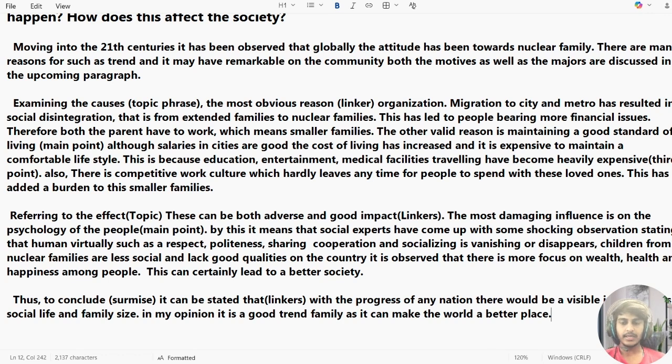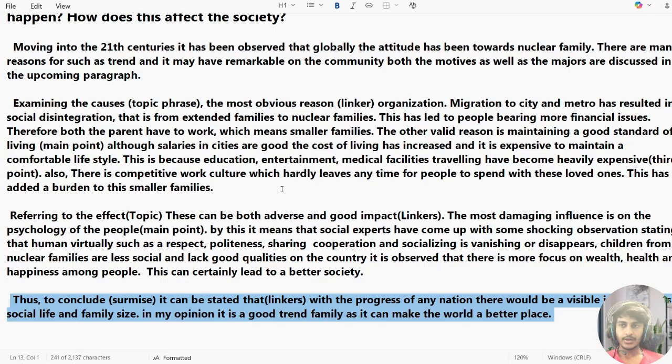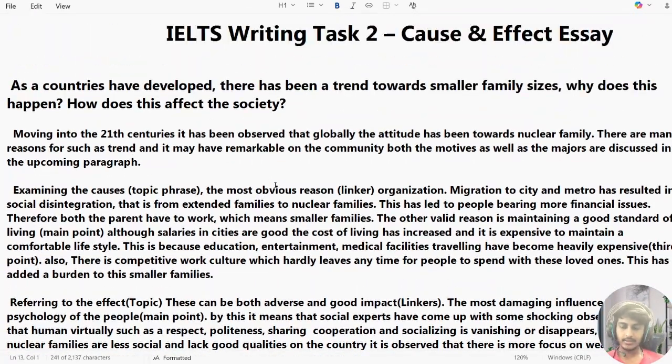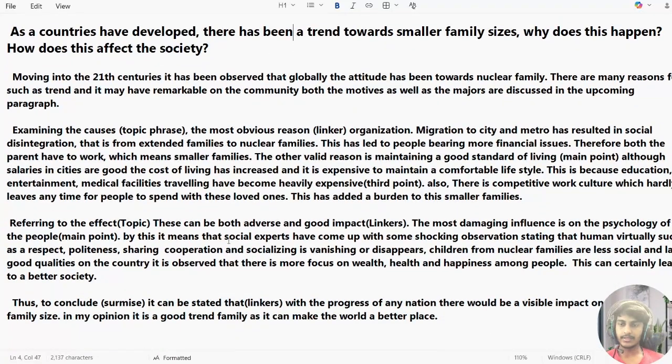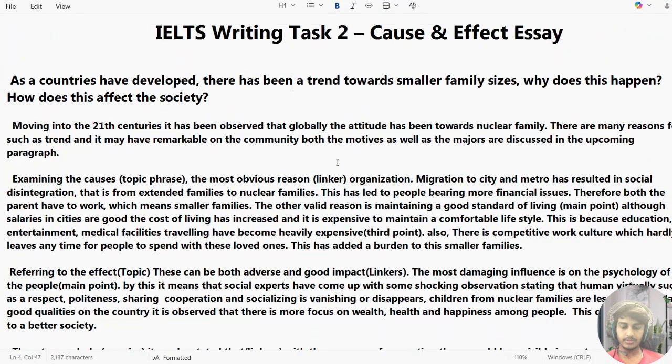Friends, remember this: IELTS writing task is not about big words. It is about clear ideas, proper structure, and if you practice like this, your band score will definitely improve. Now our essay is here. So we did a whole essay, Writing Task 2, cause and effect essay. I will read the essay.